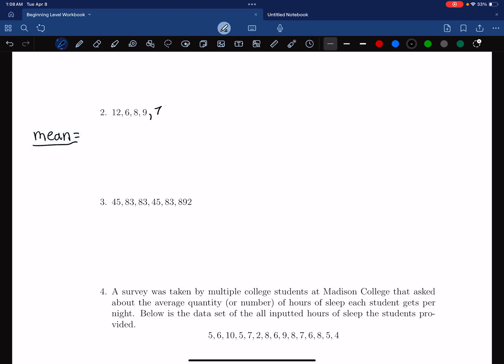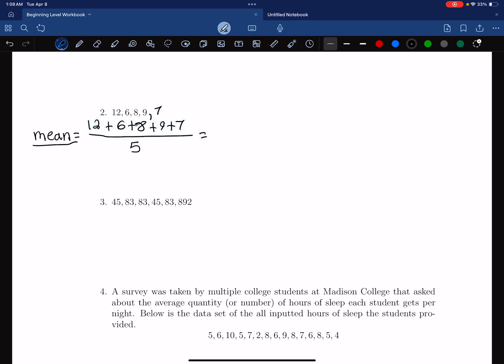And the mean, we're going to take the sum of all the values. So we're going to do 12 plus 6 plus 8 plus 9 plus 7. Then we're going to divide all of that by the number of data values. And there's 1, 2, 3, 4, 5 data values.